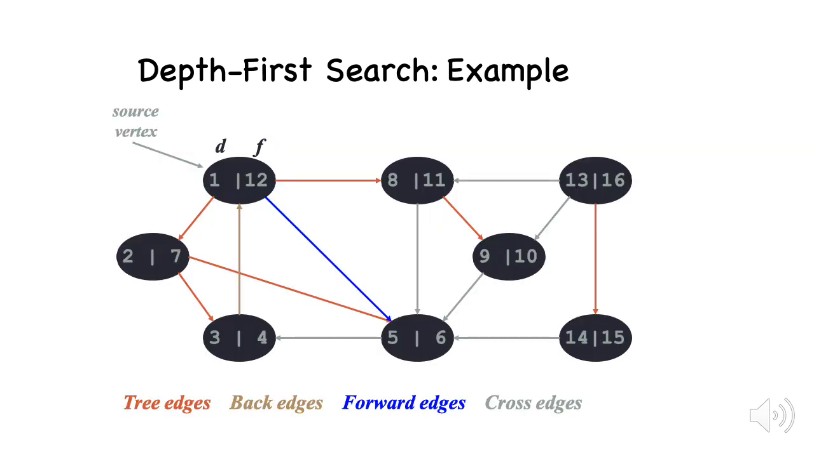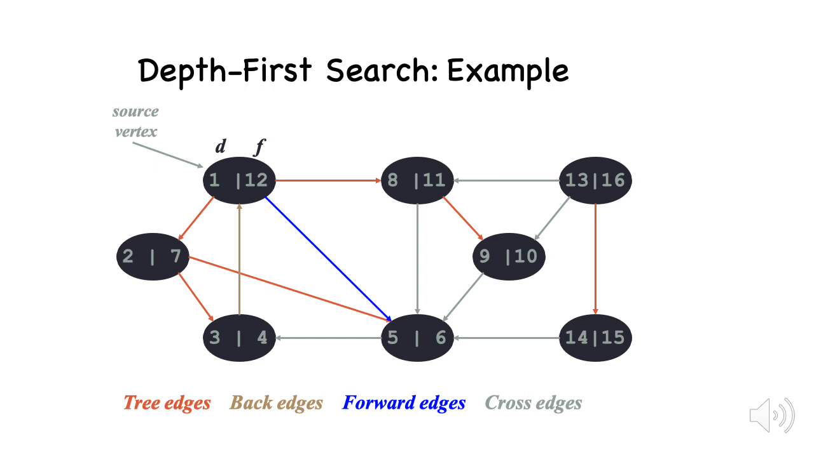You can understand it with this example. Tree edges are the edges that connect the white nodes. Back edges are from the descendant to the ancestor. Forward edges are from the ancestor to the descendant. And cross edges are between the trees and subtrees. So this is how it goes.